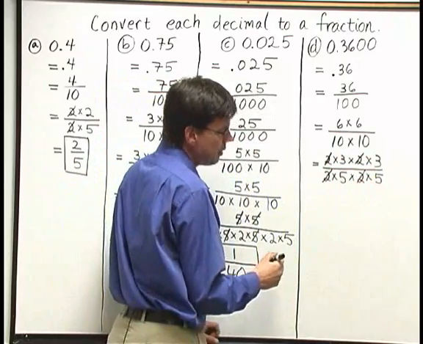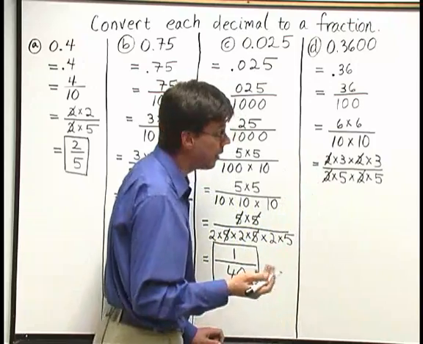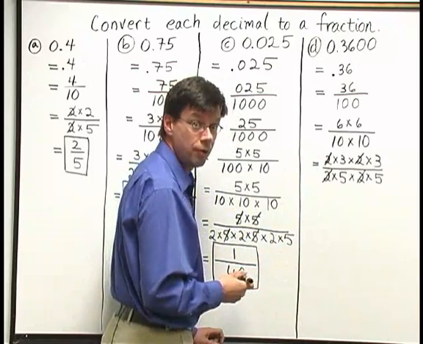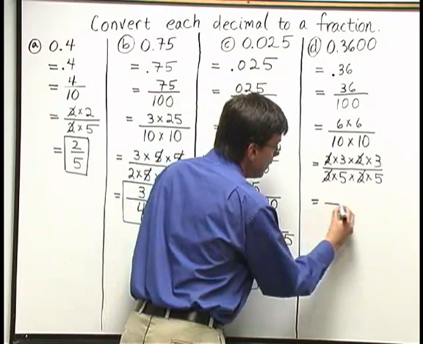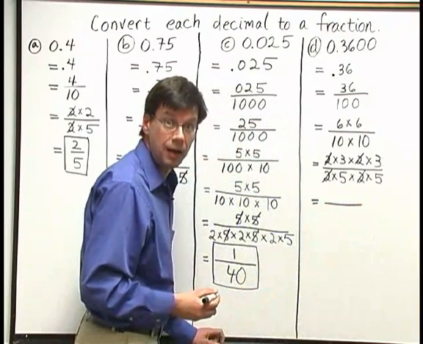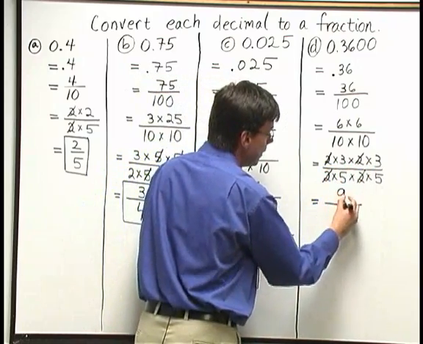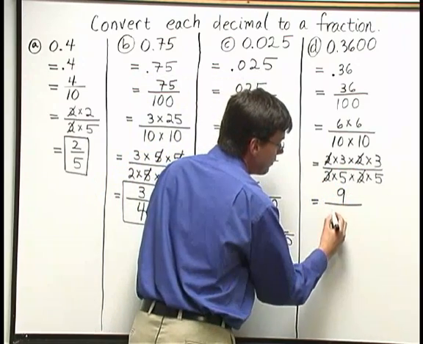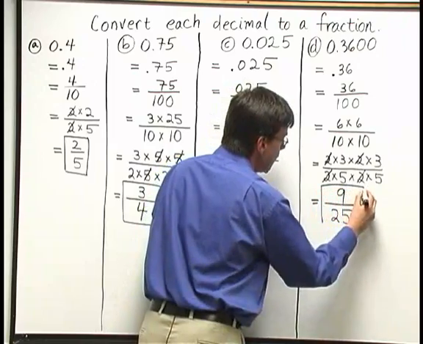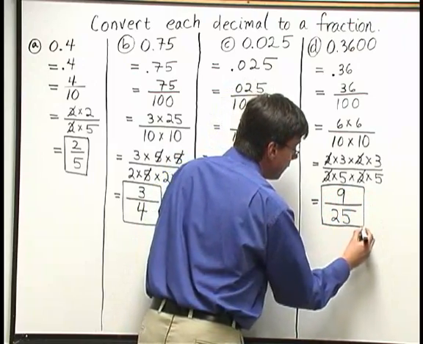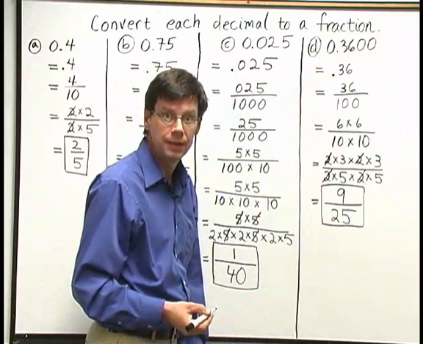And now I don't see any more canceling. I have just 3's above, 5's below. I can't break the numbers down any further. They're all prime. Because I can't cancel anymore, I'll just go ahead and multiply the factors that I have left back together. Up above, I have 3 times 3 is 9. Down below, 5 times 5 is 25. So 9 over 25, or 9/25ths, is our fractional form for 0.3600.